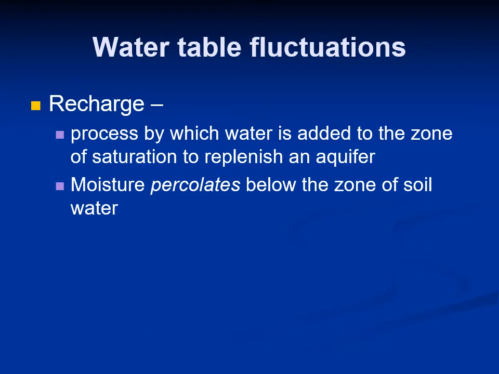In addition to variation in space, the water table also can go up and down over time. Recharge is the process by which water is added to the zone of saturation. It occurs when moisture percolates below the zone of soil water.